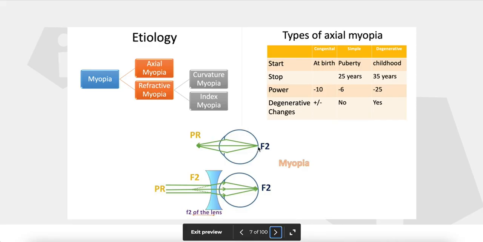For myopia, when the F2 is on the retina, then the punctum remotum will be in front of the eye. This is in contrast to hypermetropia, where when the F2 is on the retina, the punctum remotum will be behind the eye.